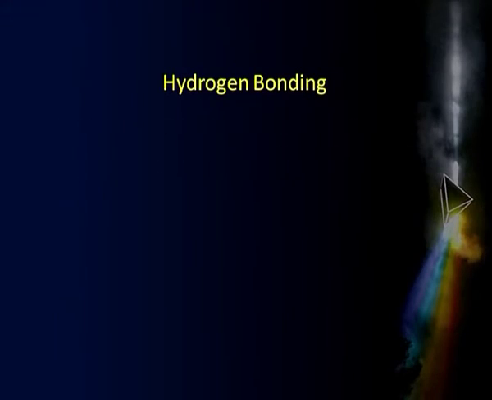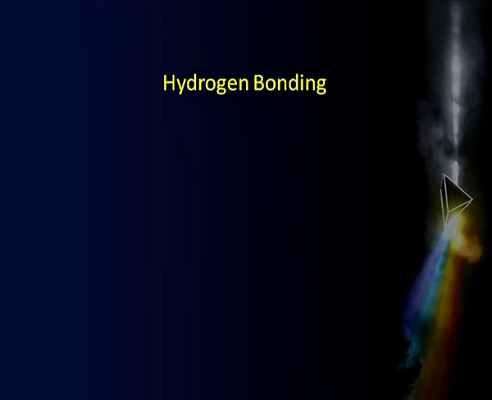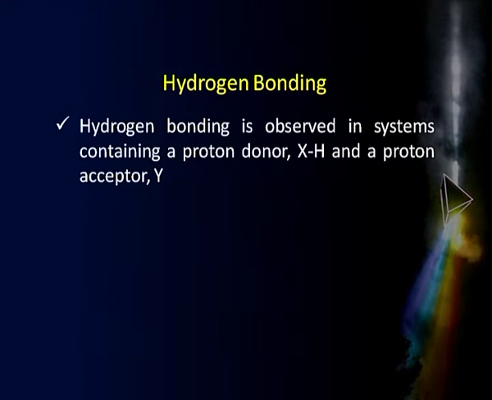Let us take the second factor which affects the group frequencies, and that happens to be hydrogen bonding. I am sure that you all know that hydrogen bonding is observed in systems containing a proton donor, that means some kind of an XH, something which can give a hydrogen atom, and a proton acceptor. They are not giving out; it is just a part of a molecule, a group in a molecule which can provide a hydrogen atom for hydrogen bonding. And in a second molecule or in the same molecule, you can have a part of the molecule, an acceptor, in this case depicted as Y, that can bind to this hydrogen atom.